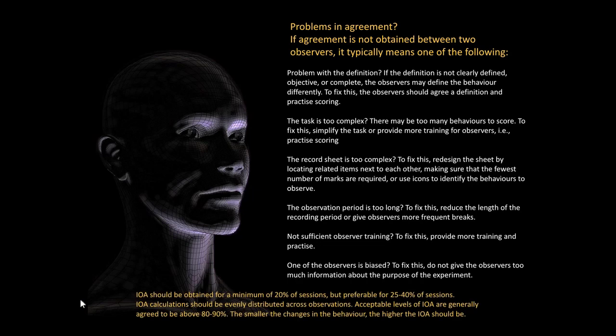Inter-observer agreement should be obtained for a minimum of 20% of the sessions, but preferably for 25 to 40% of the sessions. Inter-observer agreement calculations should be evenly distributed across observations. Acceptable levels of inter-observer agreement are generally agreed to be above 80 to 90%. The smaller the changes in the behavior, the higher the inter-observer agreement should be.